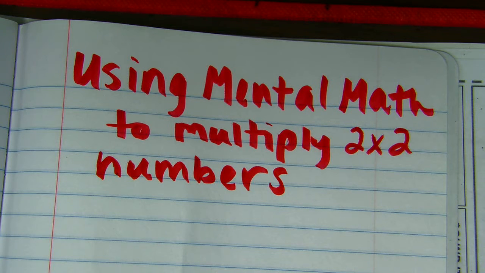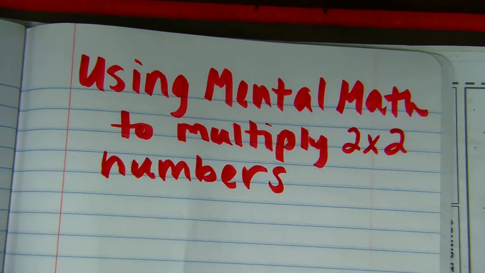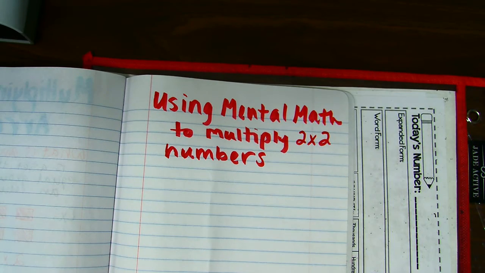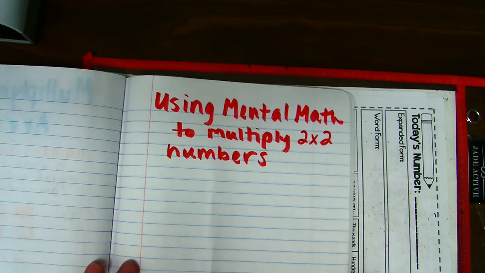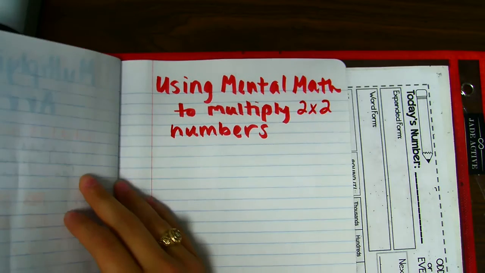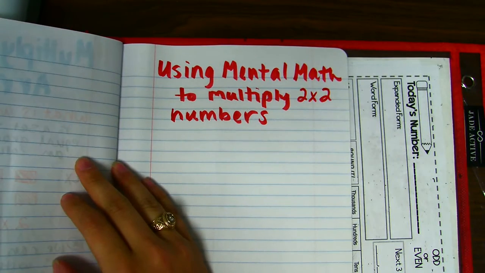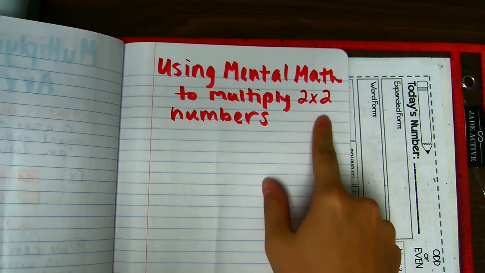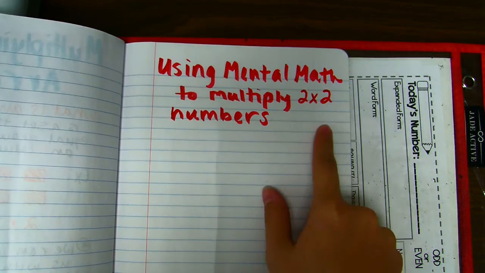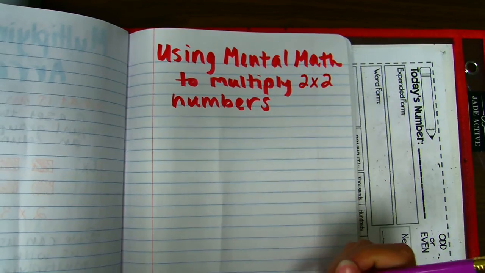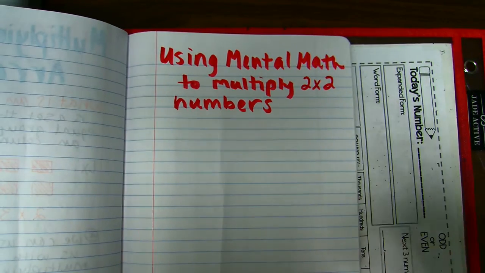Okay, you guys, so let me zoom out here so you can see. All right, this is going to be a little bit different. So what we are going to go over today is using mental math to multiply 2 by 2-digit numbers. That's going to be our focus for today for math. Now, yesterday, we kind of talked about this a little bit.